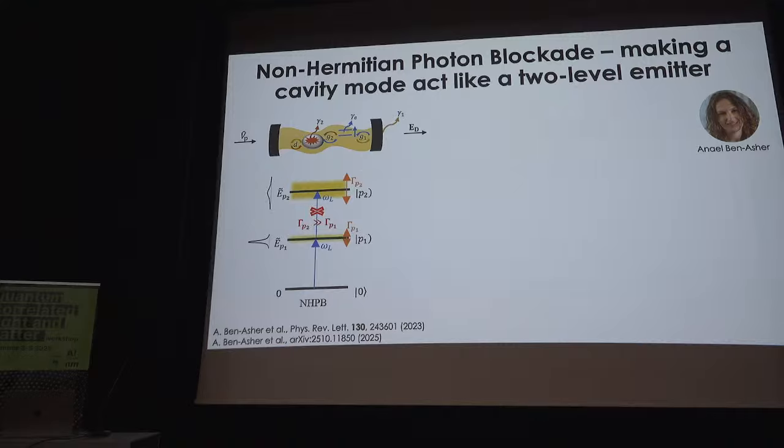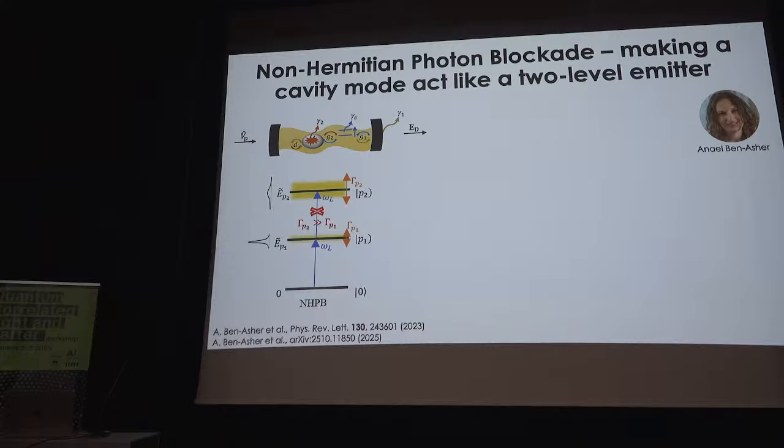We send in light at the laser frequency. If my second excited state was detuned, then I would suppress absorption of the second photon, and I would see only a single photon. For that I need to go into the strong coupling regime. In this case, what we're doing instead is engineering the losses.